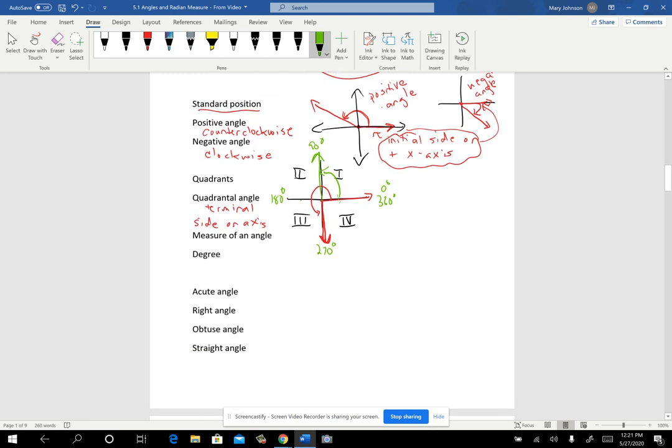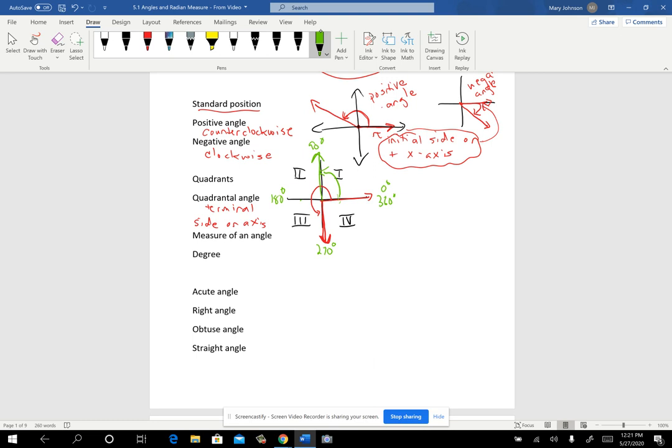All right, we're going to talk now about the measure of an angle. And we're going to start by talking about the measure of an angle in degrees, but then we're also going to learn about how angles can be measured in radians. Okay, but let's think about the measure of an angle.